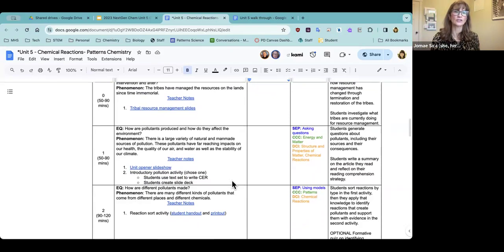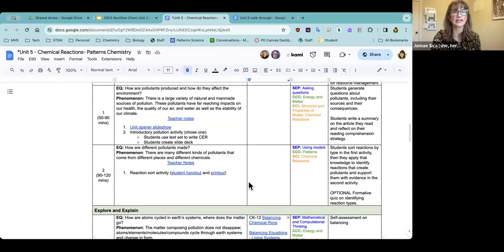Then we get into task set 1. Task set 1 is always our unit opener, right? Students are engaging with different kinds of pollutants, thinking about what kinds of chemical reactions create these pollutants, but we also use chemical reactions to remove pollutants as well. So it can be a double-edged sword there.